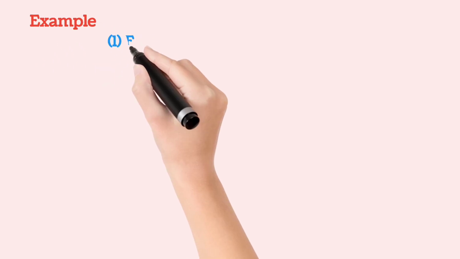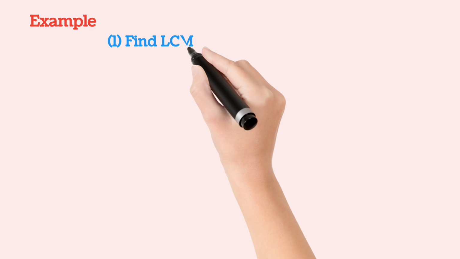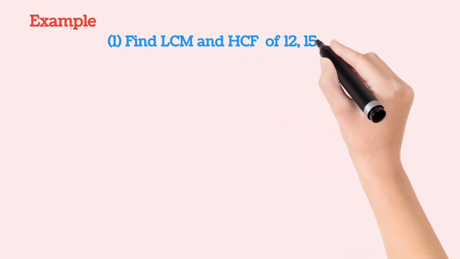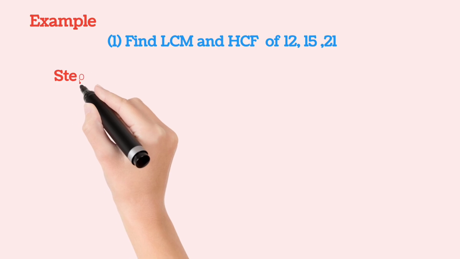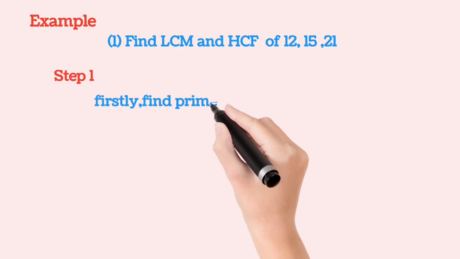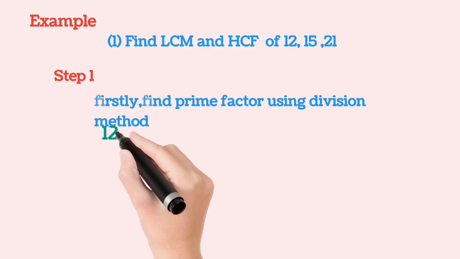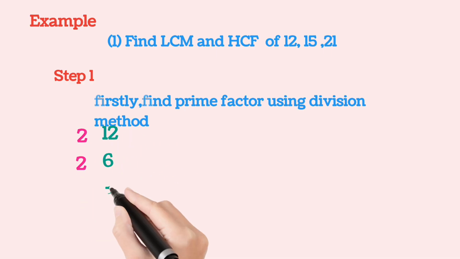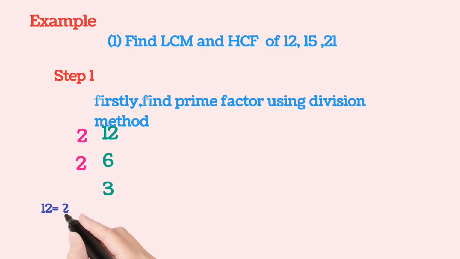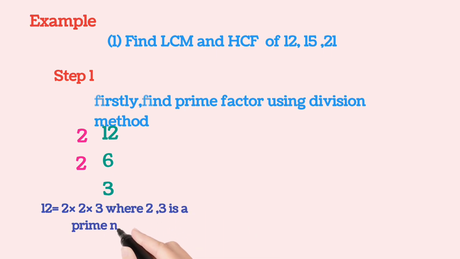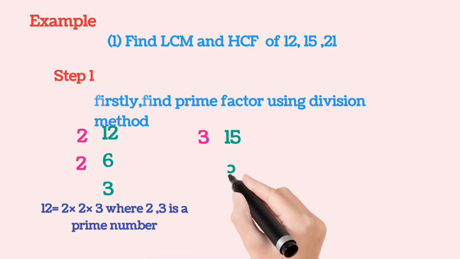हम लोग कुछ एग्जाम्पल देखते हैं. तो first find LCM and HCF of 12, 15 and 21. तो Step 1 में firstly find prime factors using division method. तो हम लोग देखते हैं 12 को सबसे पहले 2 से डिवाइड करेंगे तो 6 आएगा. 6 को 2 से डिवाइड करेंगे तो 3 आएगा. 12 equal to 2 into 2 into 3, where 2 and 3 are prime numbers.